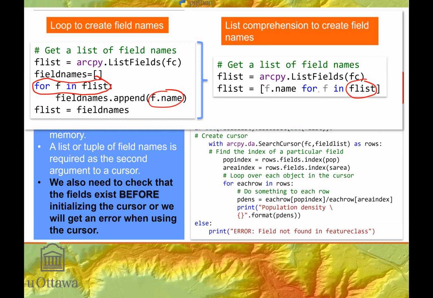And this just creates each of the f.names without having to append or anything. So if you just brought that under here, for example, f.name for f in flist, that would just print out the names. In this case, instead of printing them to the console, it puts them into a list automatically. So then flist right here is the actual list of field names.